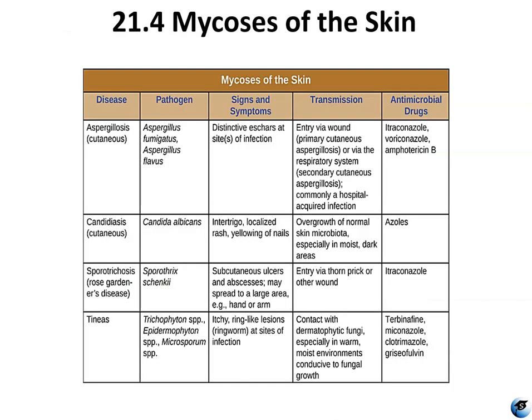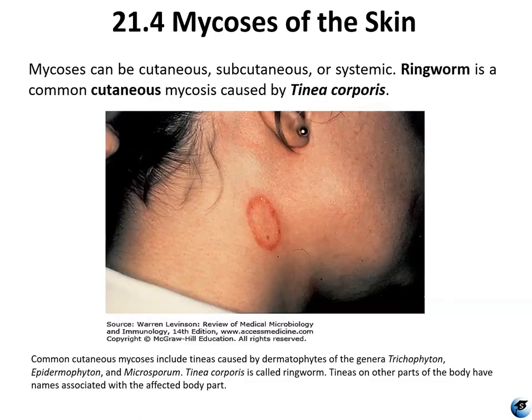We're going to look at some of the mycoses of the skin. So mycoses, these are formed by things like yeast, molds, that kind of stuff. Mycoses can be cutaneous, subcutaneous, or systemic. So that means on the epidermis, in the dermis, or in the bloodstream.